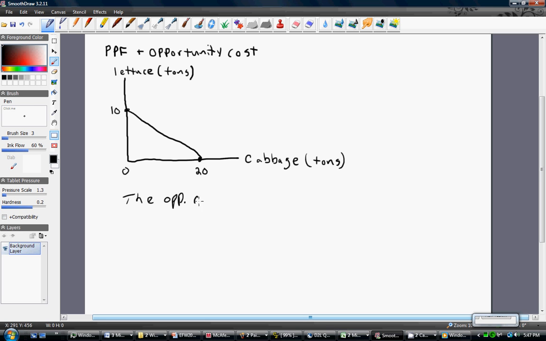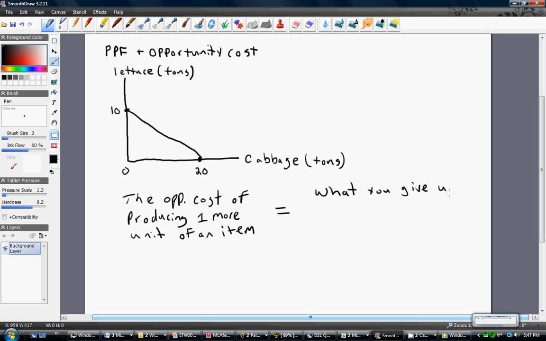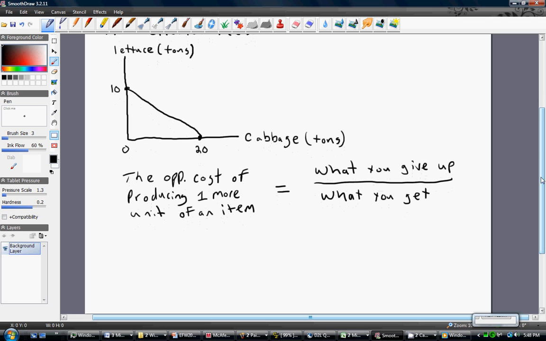The opportunity cost of producing one more unit of an item equals what you give up to produce that unit divided by what you get. So let me show you how to use this formula for this problem here.